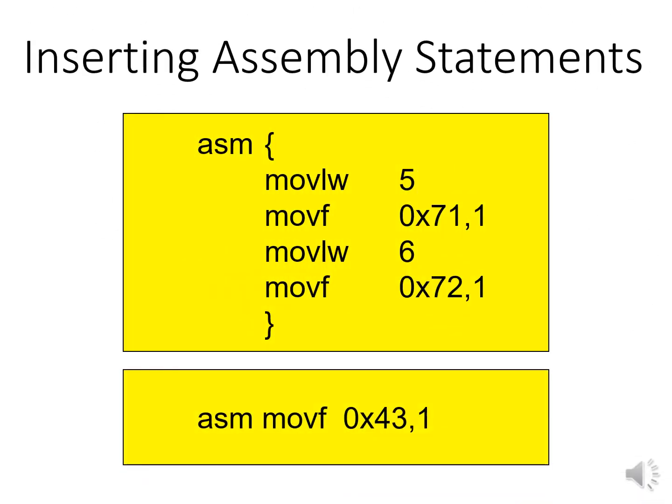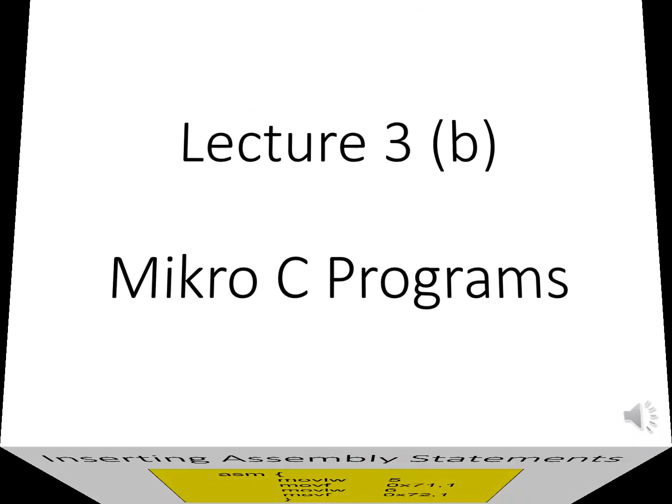There are situations where it may be necessary to insert assembly instructions in a Mikro C program. The keyword ASM is used for this purpose. To insert a block of assembly language instructions, the instructions are placed in a pair of braces and written after the keyword ASM as shown in the first illustration. To insert a single instruction, the instruction is written after the keyword ASM as shown in the second illustration.